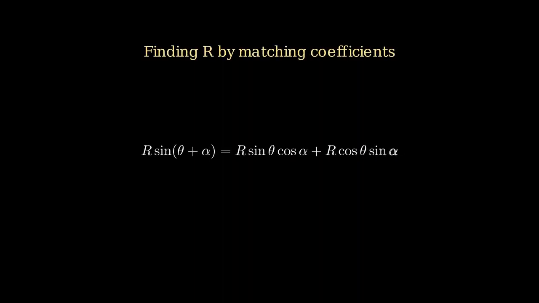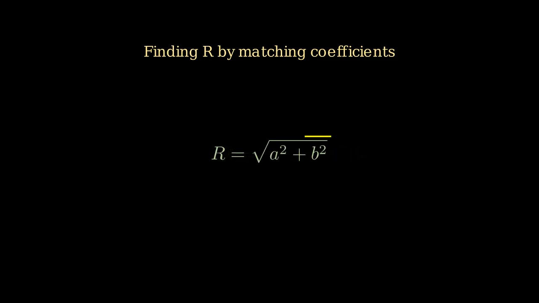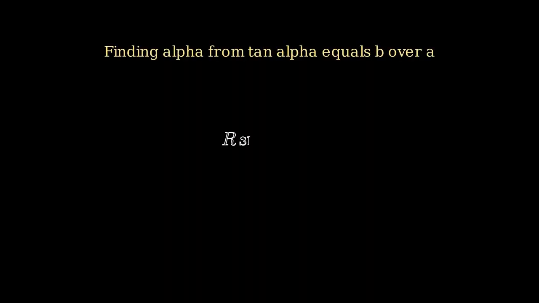First we need r. Expanding r sine of theta plus alpha using the compound angle formula and matching coefficients gives us r equals the square root of a squared plus b squared. Next we need alpha. Matching the other coefficient gives us tan alpha equals b divided by a. So alpha is just the angle whose tangent is b over a.